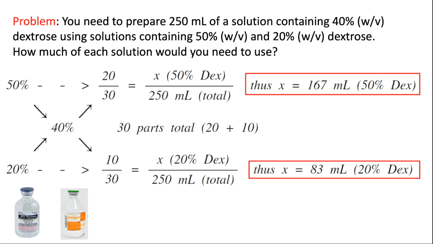Okay, so this was, I think, a simpler example to solve because we knew what the total volume was going to be, which was 250 mils, and that was equal to our 30 parts, which was the same for both the 50% and the 20%. So solving for x using those ratios that we did, we've concluded that if we mix 167 milliliters of a solution containing 50% dextrose with 83 milliliters of a solution containing 20% dextrose, our total volume, once all of that was mixed up, would be 250 mils, and the resulting concentration would be 40%. And that essentially answers this question.